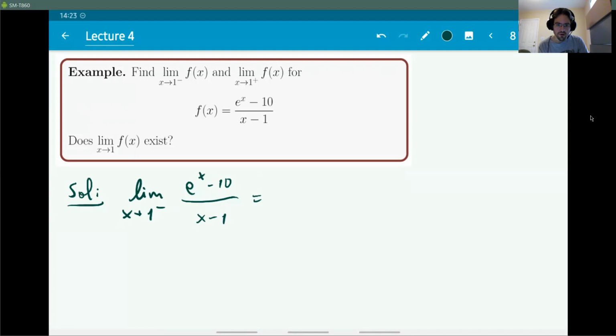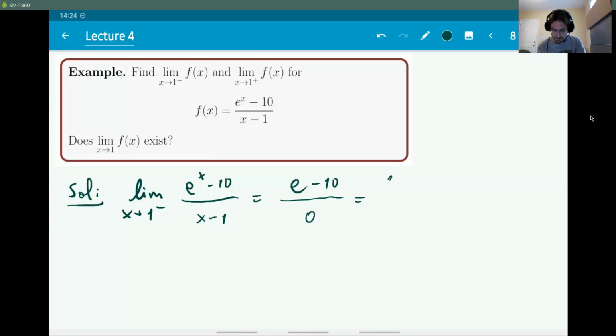If you look at the numerator, no matter if x is approaching 1 from the right or from the left, e^x is going to e^1, which is the number e. So you have e minus 10. And now what is happening to the denominator? It is going to 0. Just as x is going to 1, x minus 1 is going to 0. So you can write this symbolically to try to understand this better. Well, you have to understand the sign now.